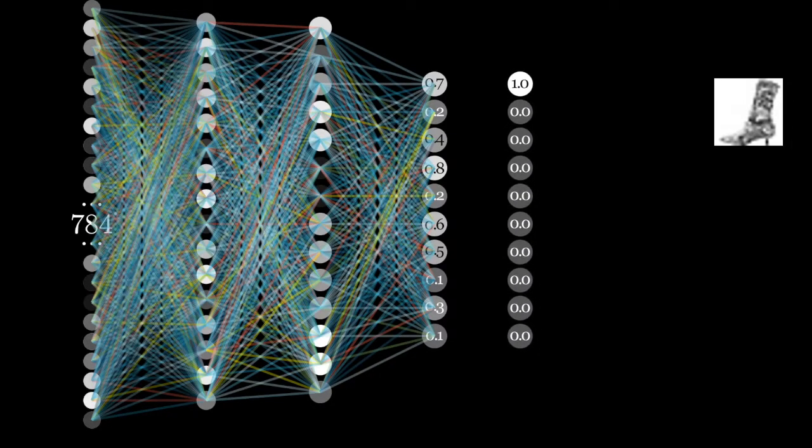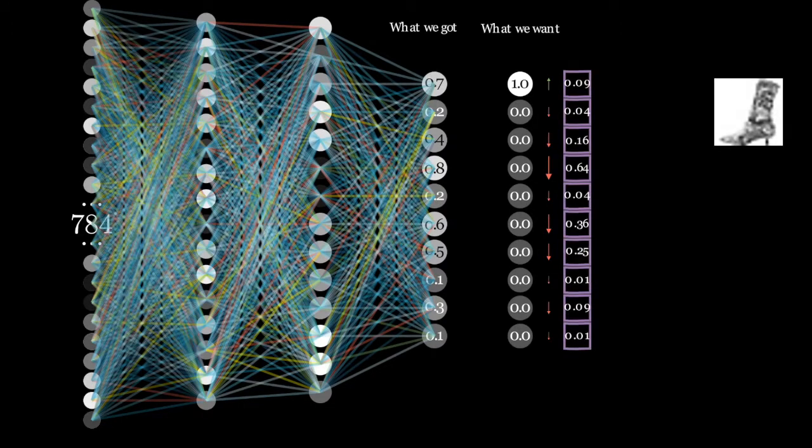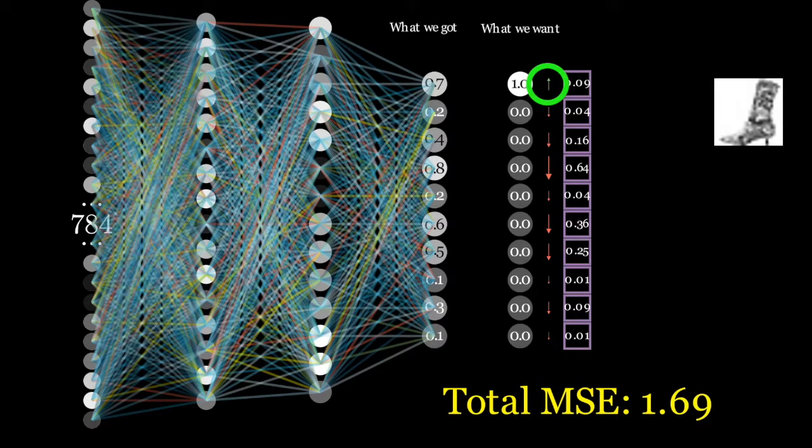Each neuron becomes activated according to its inputs, weights, biases, and activation function. Here the output is closer to what we want to see, with a mean squared error of 1.69. We want to nudge the activation of the first neuron in the output layer up a little. The rest of the activations need to be nudged down, with the biggest shift being necessary for neuron 4.